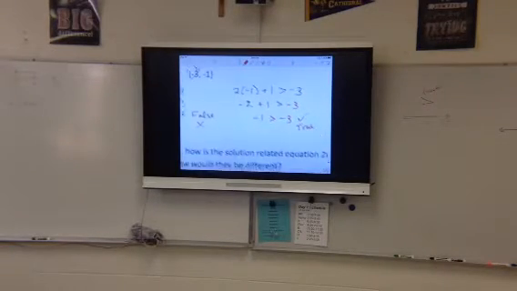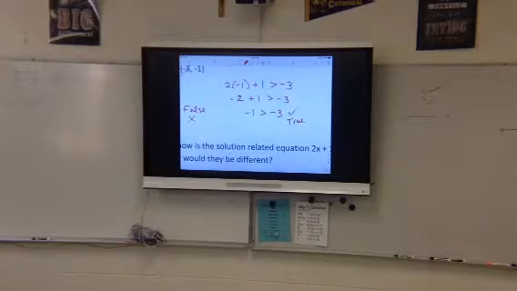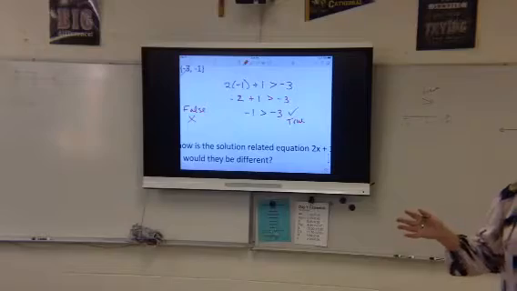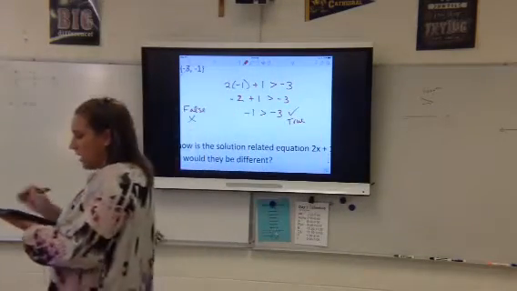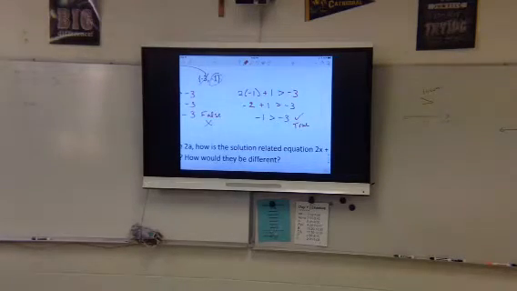So your final answer is whatever numbers work. You might get none that work, you might get 1 that works, you might get 20 that work. Whatever works, that's what you write in as an answer. So we know -1 is going to be a solution. We're going to put -1, and it's in set brackets, so we have to put it in set brackets. This is a set of numbers.